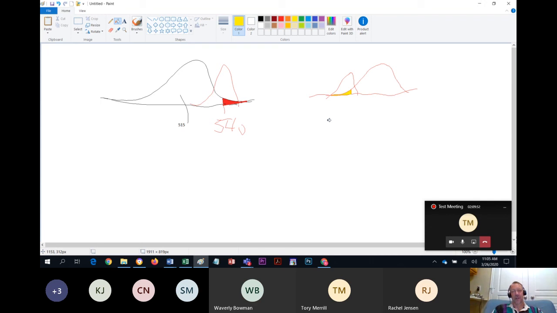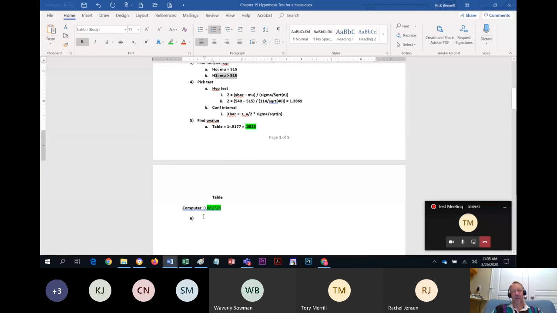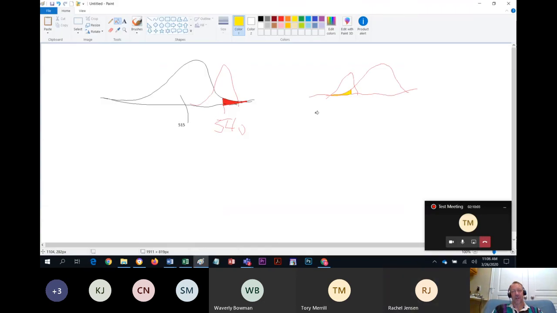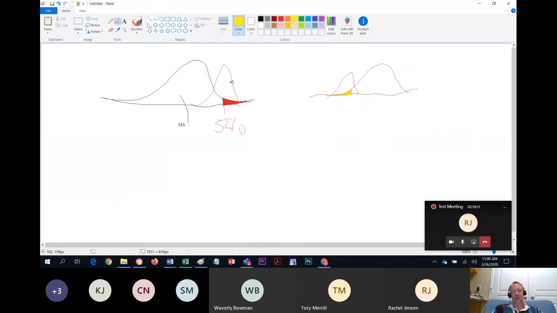So that's why drawing a picture is so important, and students just hate to draw pictures. But I think if you draw the picture, it will help you decide if you subtract it from 1 or not. That's why I want you guys to draw the picture. Rick, if the alternative hypothesis says H of A is mu is greater than 515, why did you shade it after 540 and not after 515?